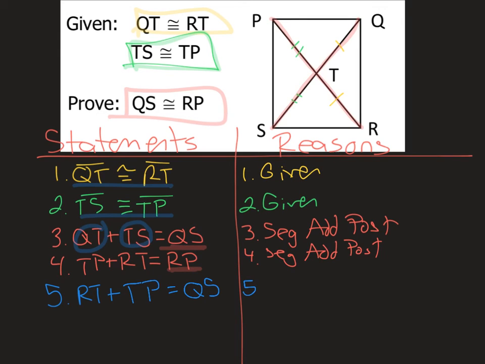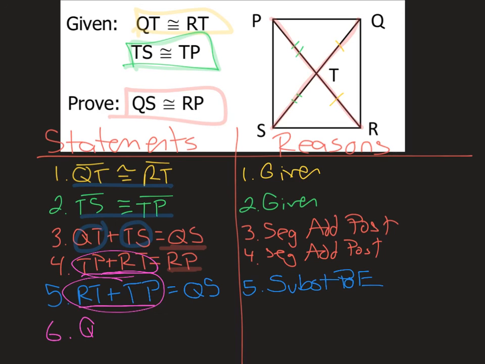All right, now what allowed me to do that was the substitution property of equality, because all I did was replace equivalent values. Now if you look at 5 and 4 together, here we have RT plus TP and TP plus RT. So essentially this is the same exact thing. The order's just flipped. And remember, addition is commutative, so it doesn't matter what order the addition takes place in. So because this is exactly the same as this, I can make one last substitution, and I can say that QS equals RP. So again, it's kind of like you're eliminating that repeated information.